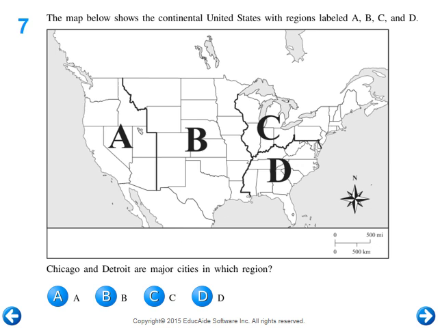Number 7. Detroit and Chicago are major cities in which region? They are in the Northeast, or actually not even the Northeast. They're really in the Rust Belt up towards the Ohio River Valley and that area. So it'd be C.